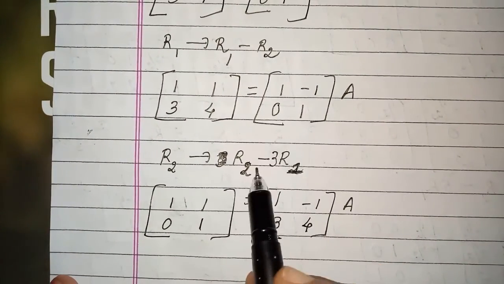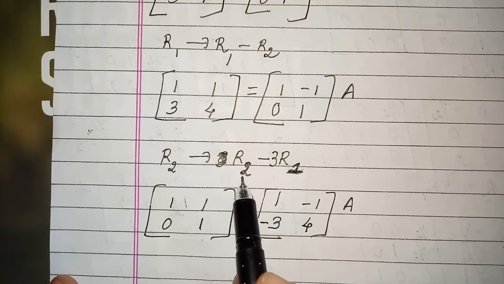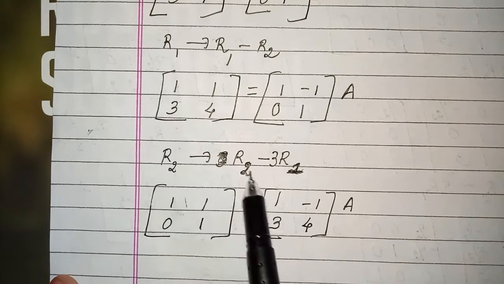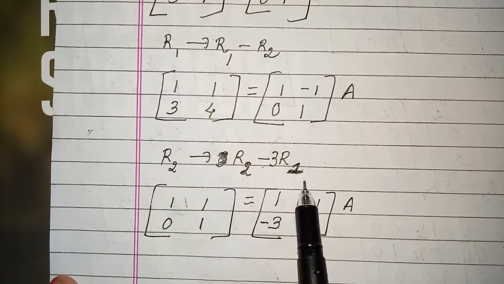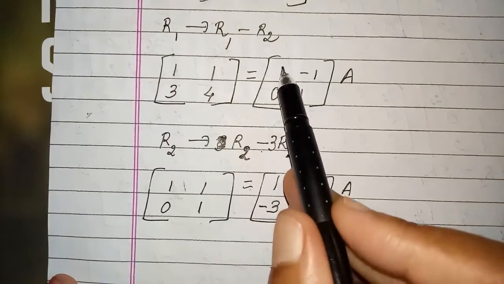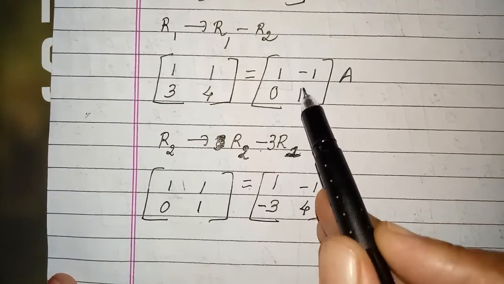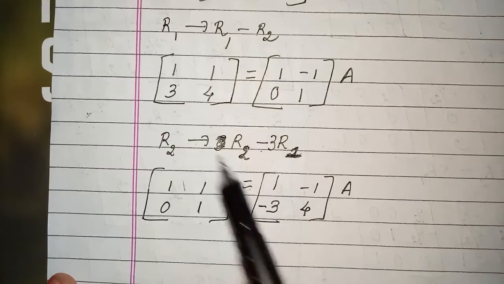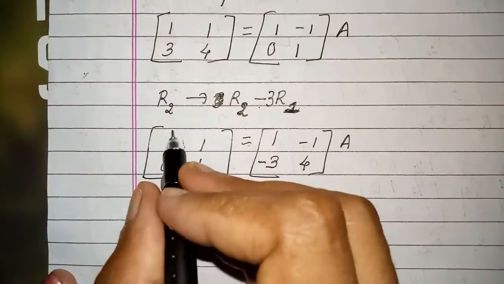Did you understand, children, what mistake I made? I didn't write the first element here. So it is 3 minus 3. So it is R2 minus 3R1. Okay. So it is 0 minus 3. 1 minus of 3 into minus of 1. 3 minus 3, 4 minus 3. Now this column is okay.